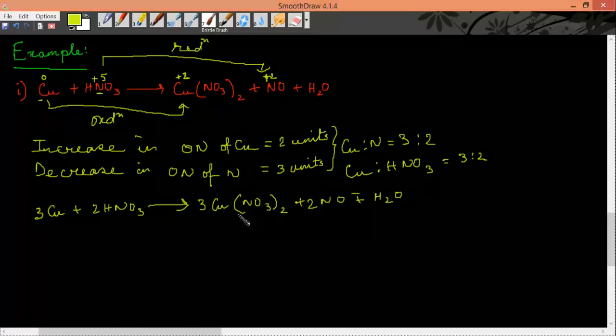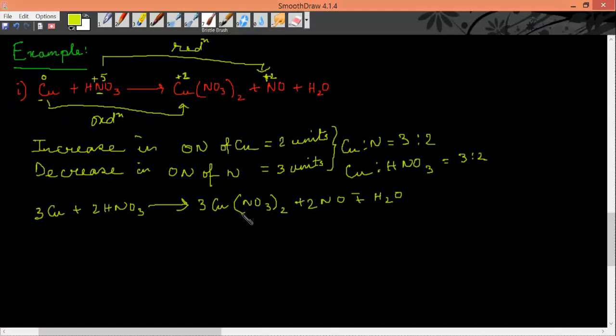Then just check that in copper nitrate we have 6 extra nitrogen atoms, 2 into 3, 6 extra nitrogen atoms. These will also come from nitric acid. So we need an extra 6 HNO3.